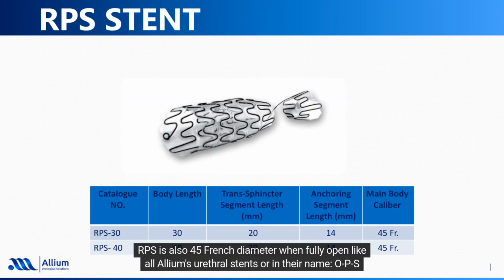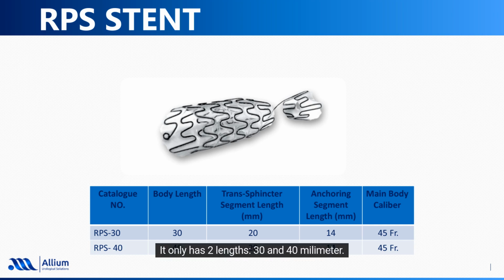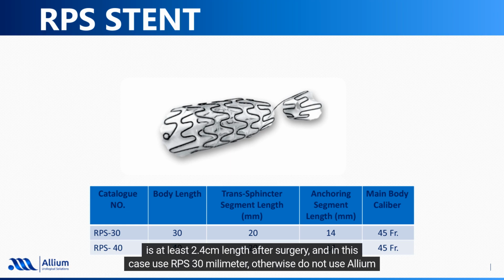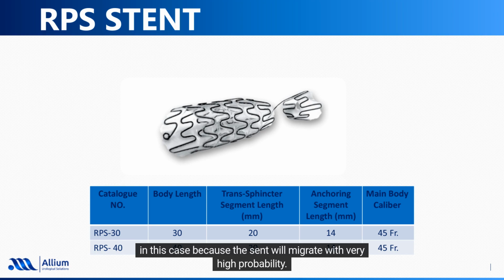RPS is also 45 French diameter when fully open, like all Allium's urethral stents, or in their name, OPS stents. It only has two lengths, 30 and 40mm. The RPS stent is used for post-prostatectomy strictures in the bladder neck, so make sure the prostatic urethra is at least 2.4 centimeters length after surgery, and in this case use RPS 30mm. Otherwise, do not use Allium in this case, because the stent will migrate with very high probability. If the size is correct, protrude a maximum of 0.5 centimeters into the bladder.